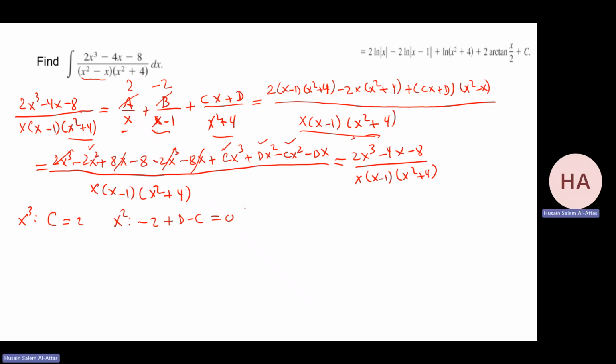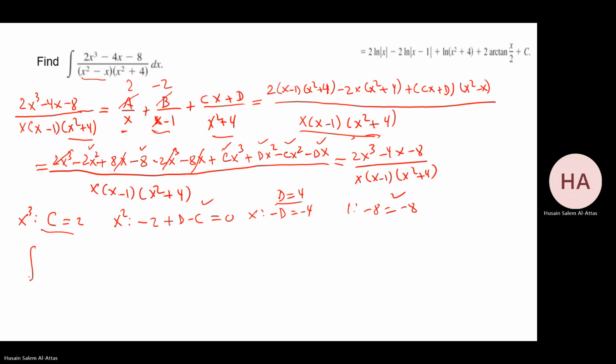Now coefficient of x will be what? Minus D. And it's equal to minus 4 on the other side. So D equals 4. The constant, this is gone. I have this is the remaining. So minus 8 equals minus 8. This is true. D equals 4. Now I check this with D equals 4, C equals 2. I have minus 2 plus 4 minus 2 equals 0, which is correct. So I have everything now is ready.